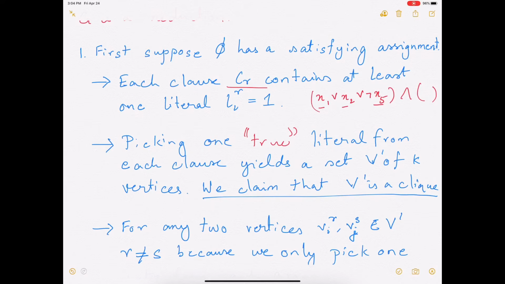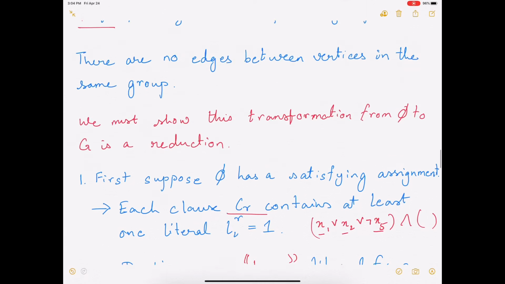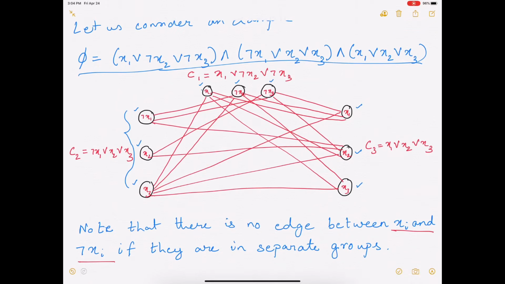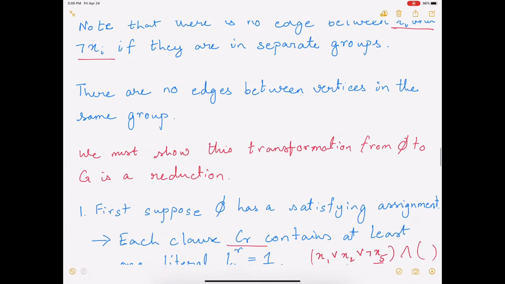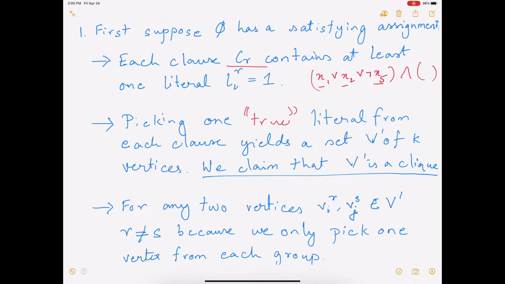Now picking one true literal from each clause yields a set V prime of k vertices. From each clause we pick one literal, maybe one here, another literal here, and so forth. If you pick a literal from each clause, you're going to have k vertices. That's the first step to show that we can form a clique. Now, each of these vertices has to be connected to each other. That's the step we have to show, that V prime is a clique of size k.